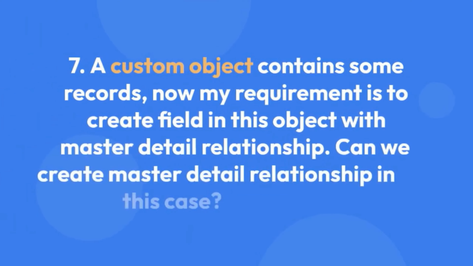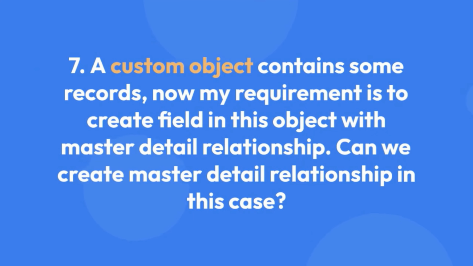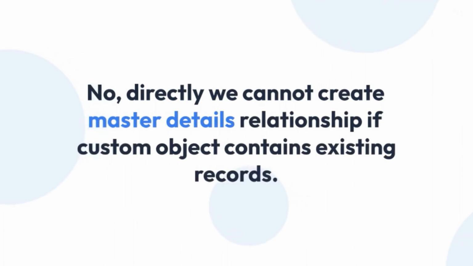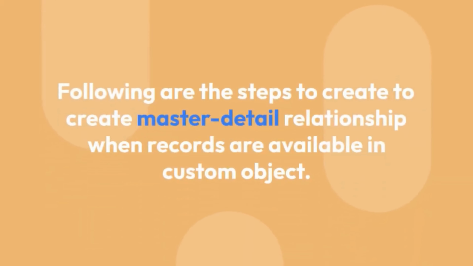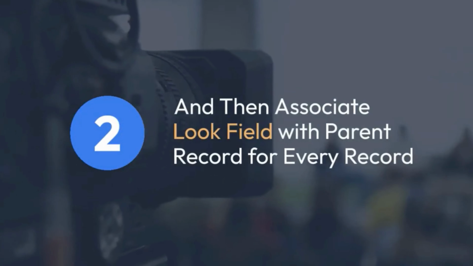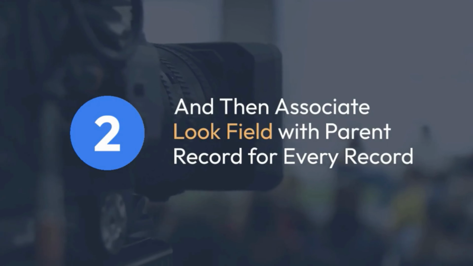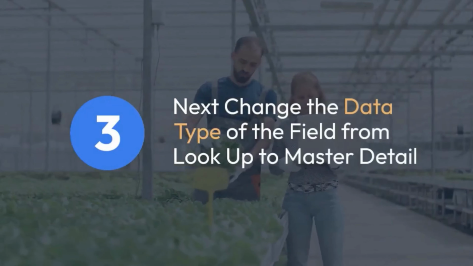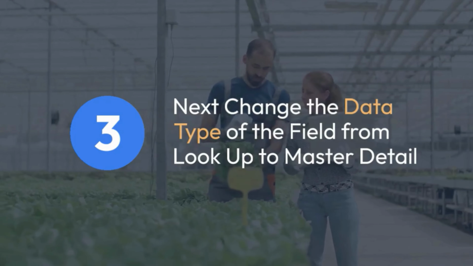7. A custom object contains some records. Now my requirement is to create a field in this object with master-detail relationship. Can we create a master-detail relationship in this case? No, directly we cannot create a master-detail relationship if the custom object contains existing records. Following are the steps to create a master-detail relationship when records are available in the custom object. 1. First create a field with lookup relationship. 2. Then associate the lookup field with the parent record for every record. 3. Next change the data type of the field from lookup to master-detail.